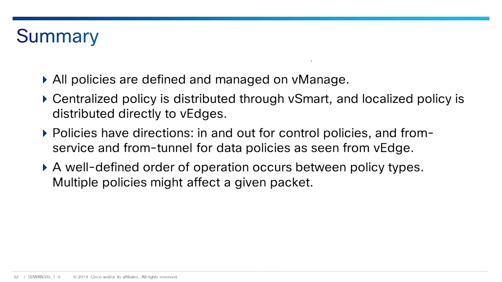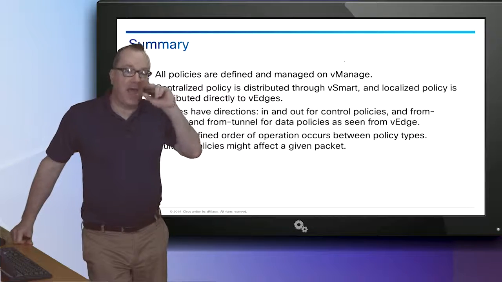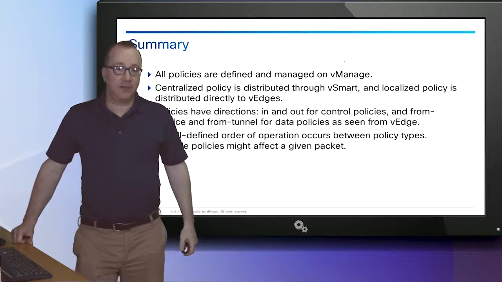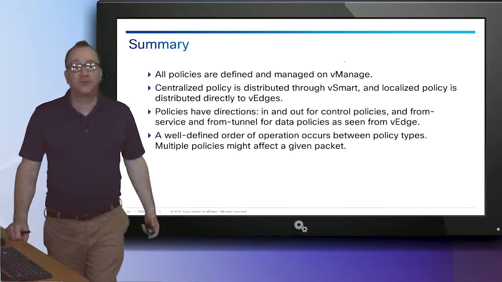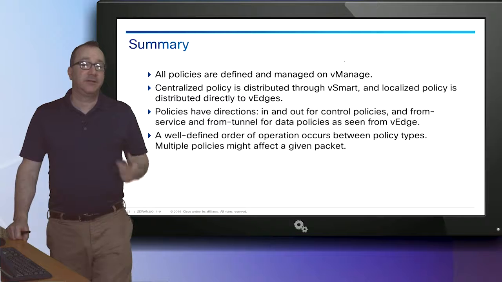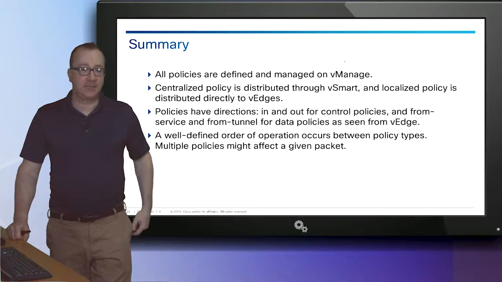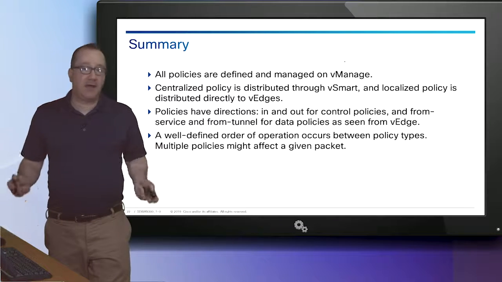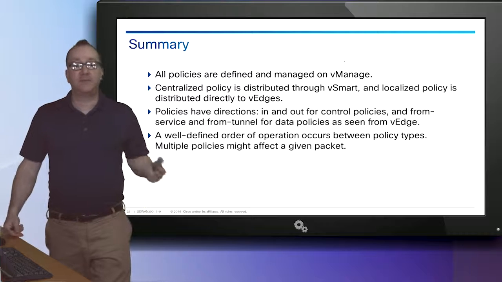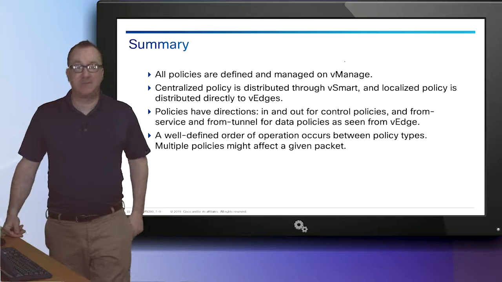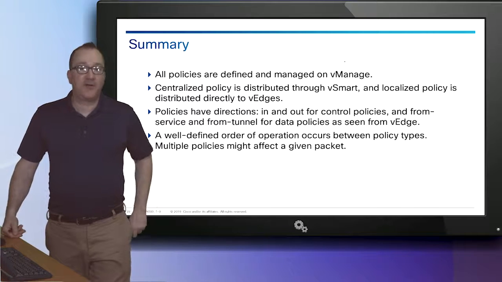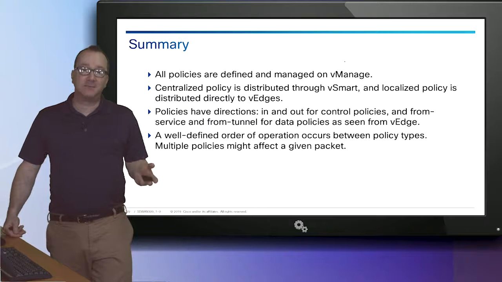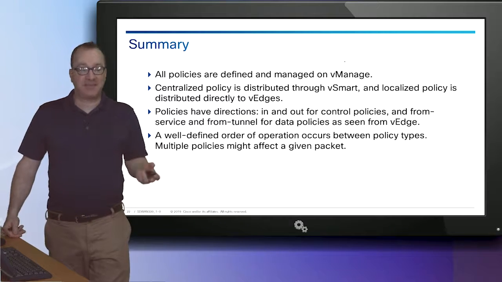So remember, all policies are defined and managed on vManage. Centralized policies are distributed through vSmart. Localized policies are distributed directly to the vEdge devices. They have directions in and out for control policies, and from service and from tunnel for data policies, as seen from the vEdge. A well-defined order of operations occurs between policy types, and multiple policies might affect a given packet.